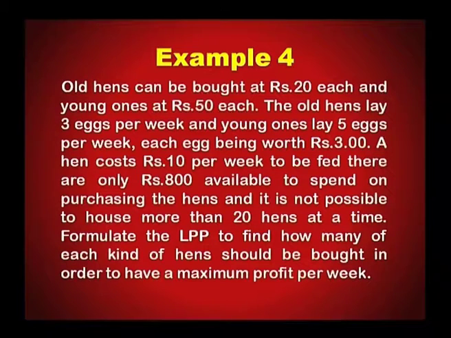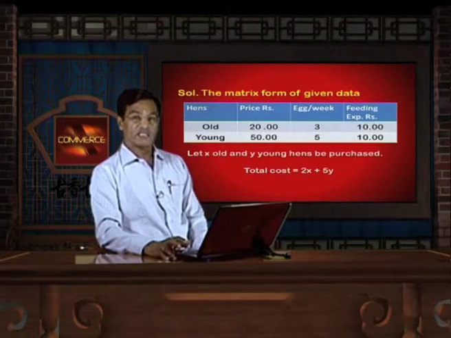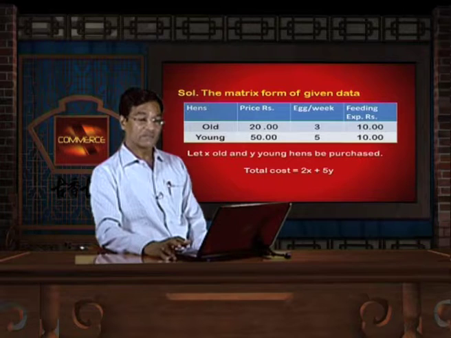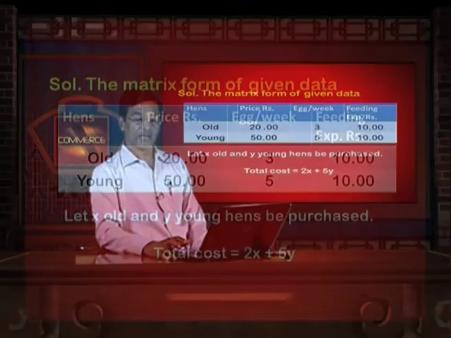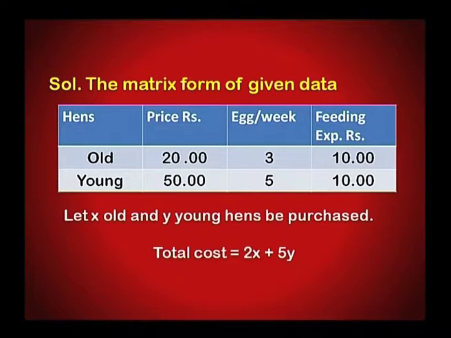Formulate the linear programming problem to find how many of each kind of hens should be bought in order to have a maximum profit per week. Its solution is represented as the matrix form of the given data: hens, price, eggs per week and feeding expenses. For old hen, it is 20 rupees price, laying 3 eggs, feeding expenses 10 rupees. For young hens, price is 50 rupees, lay 5 eggs per week and feeding expenses 10 rupees.